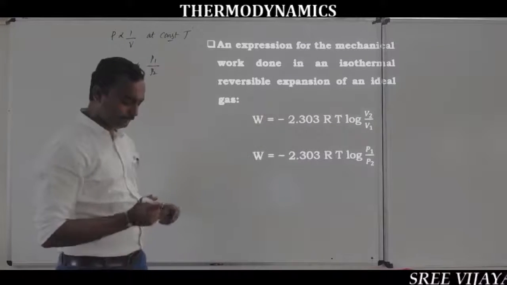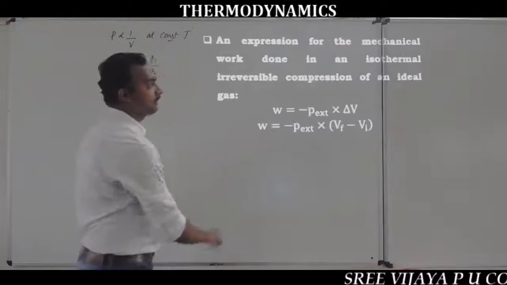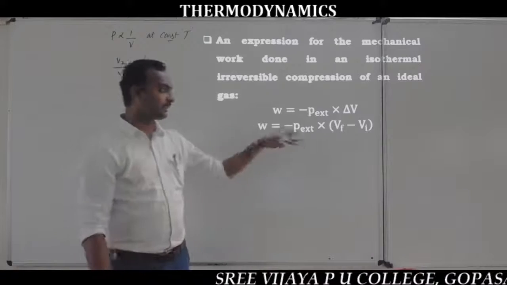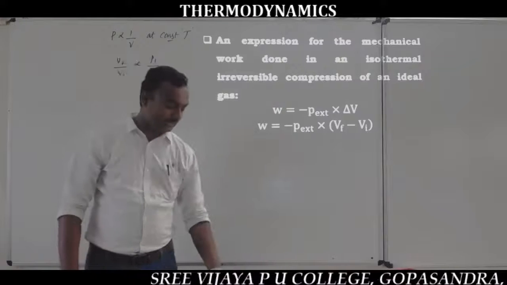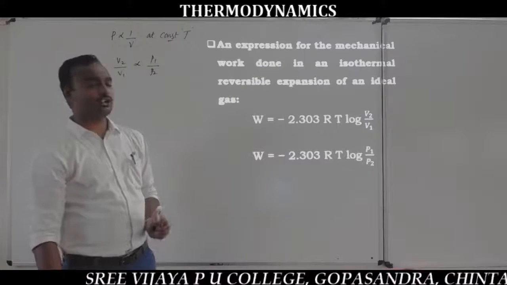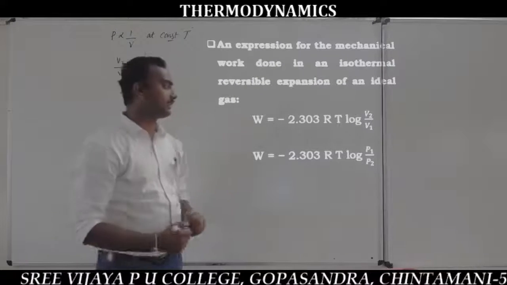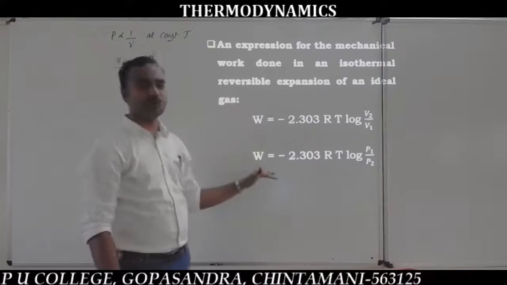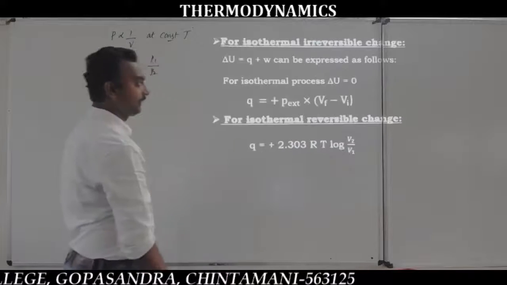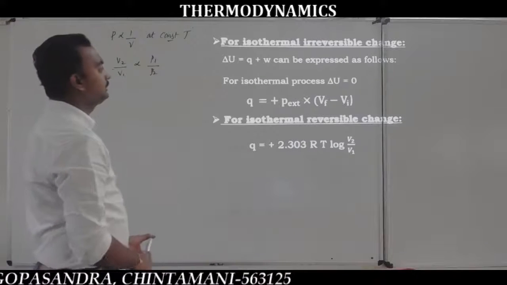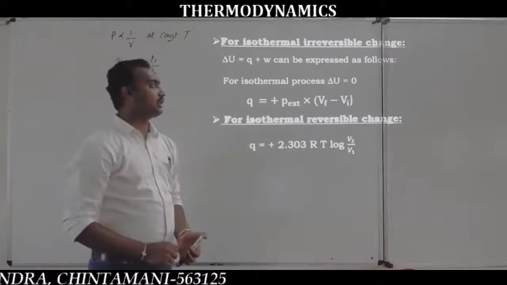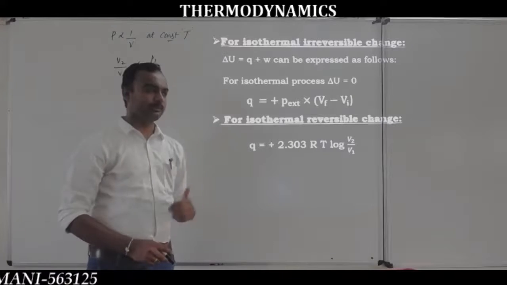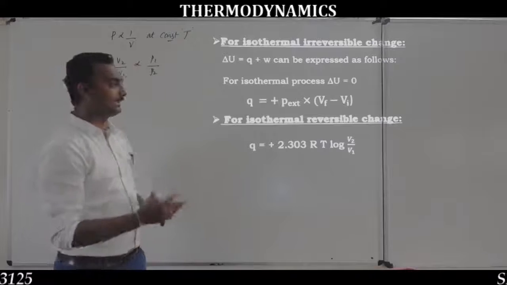This is also a very, very important equation. I will repeat once again. This is for isothermal irreversible compression of an ideal gas, the equation to calculate the work done. And in the case of isothermal reversible expansion of an ideal gas, this is a very, very important equation in terms of volume as well as in terms of pressure. Next one is one more for the isothermal change, where we study work done and Q.